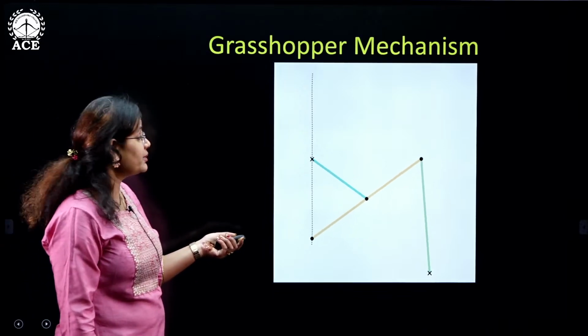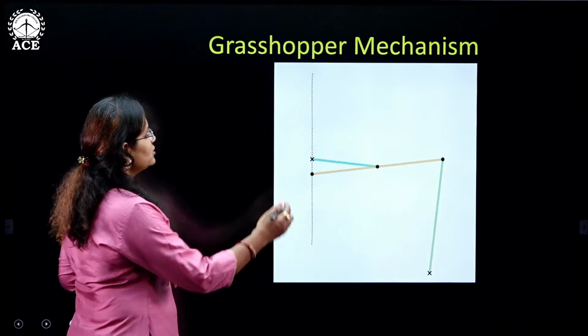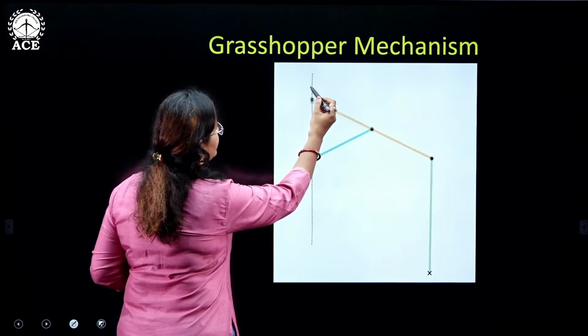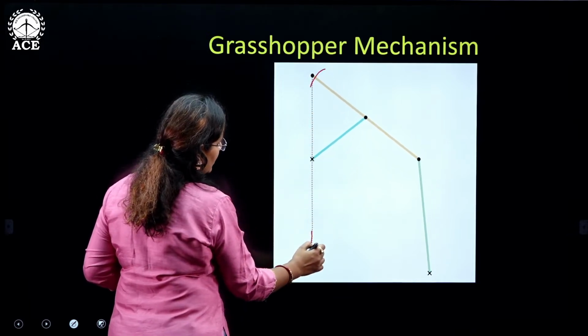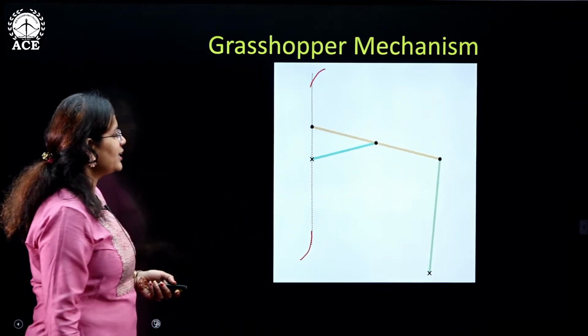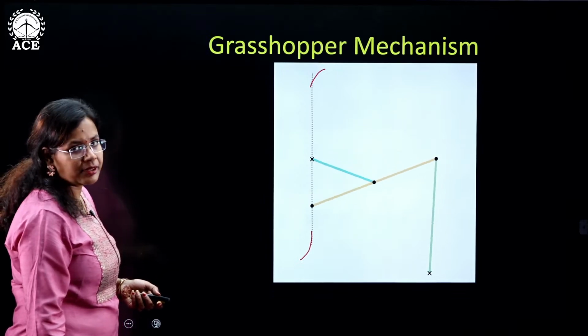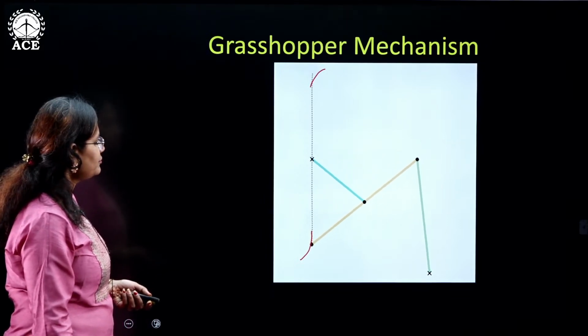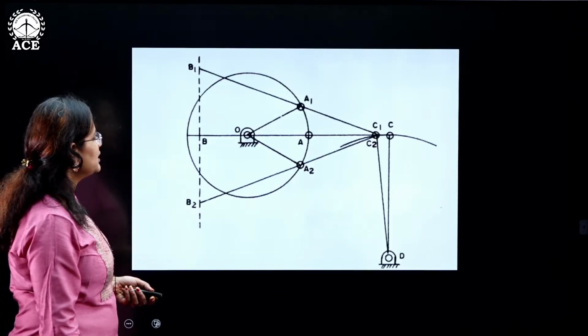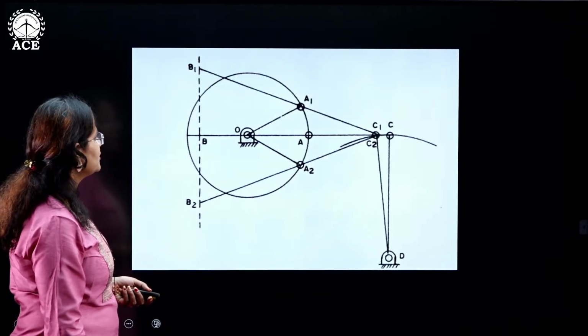You can also ask me whether it is a straight line. No, of course not. Whenever it is crossing this point, it is going to trace a curve like this. So that's why it is called an approximate straight line. See, this is how it is proving.